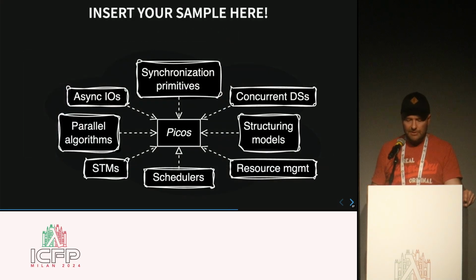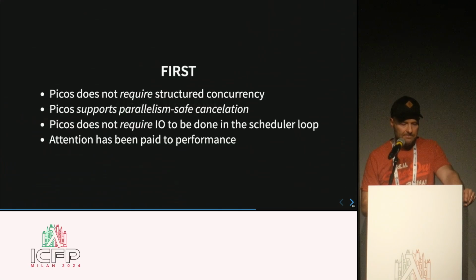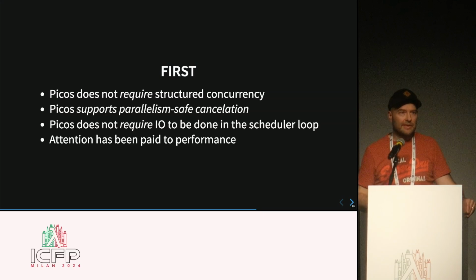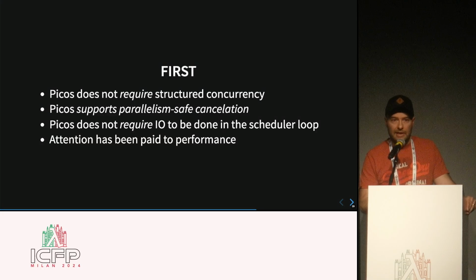So yeah, what's missing is that this is just a sample. We could just as well be using libraries written by someone else if they just use the Picos interface, and we could use the same schedulers or different schedulers and so on. So everything is interchangeable and interoperable. So the interesting question then is, what about performance? And I should note that, I mean, Picos by itself, it's designed to be unopinionated. So it doesn't require you to use structured concurrency, for instance. And it has support for this parallelism safe cancellation, which is not supported by all the schedulers. It doesn't require I/O to be done in the scheduler loop. Some of the schedulers do that currently.